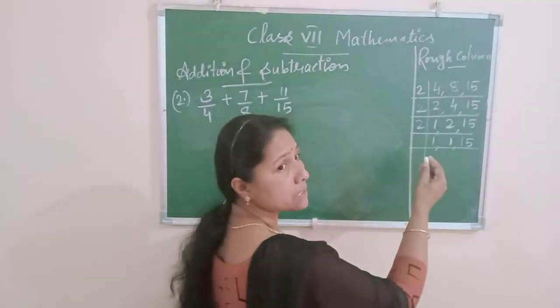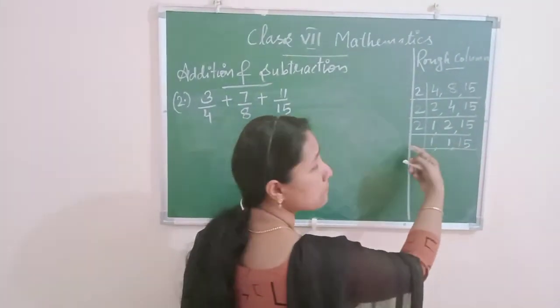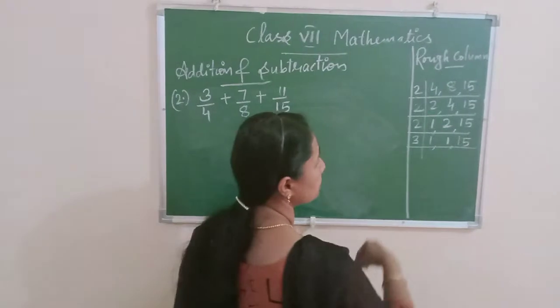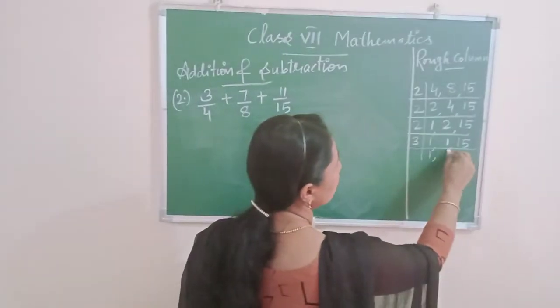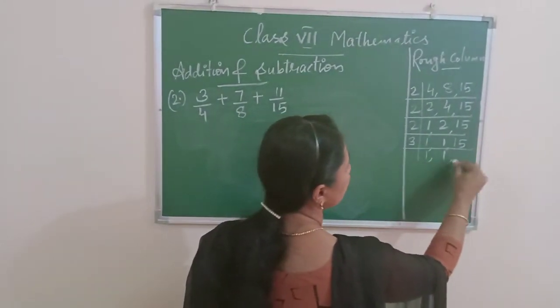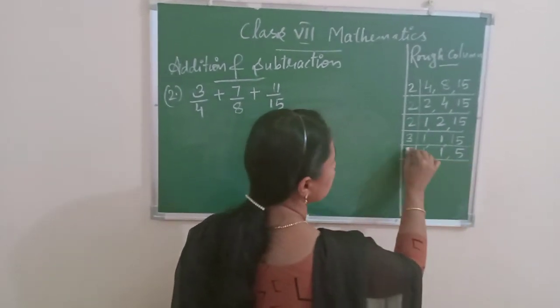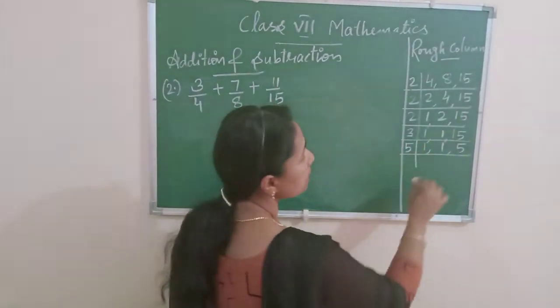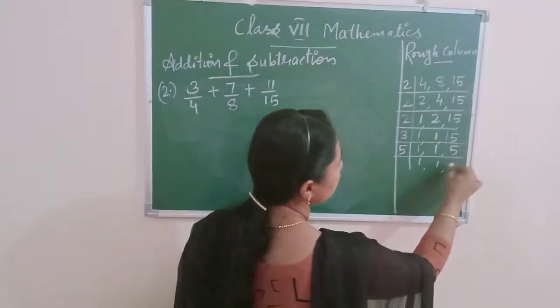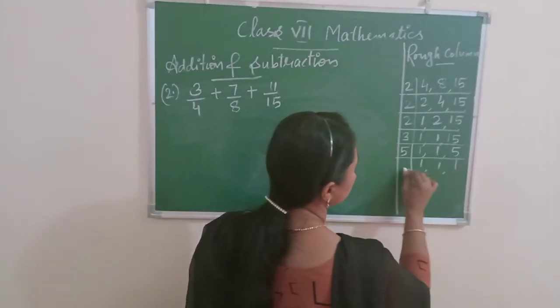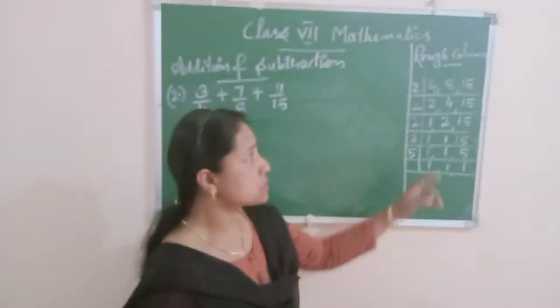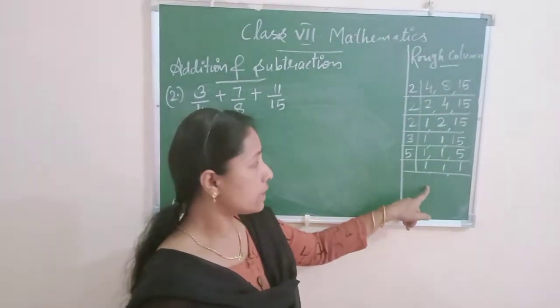The next prime number is 3 and 15 is divisible by 3. That's why we are taking 3 here. And 1 is here, 1 is here. 15 divided by 3, 5 will come. And 5 is a prime number, so here you can take 5 for dividing. And here 1, this is also 1. 5 divided by 5, 1. And the prime factorization of these three numbers is over here.